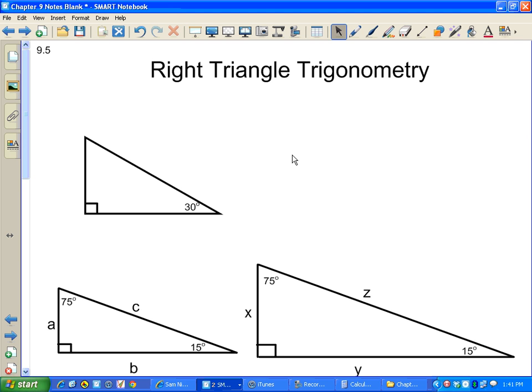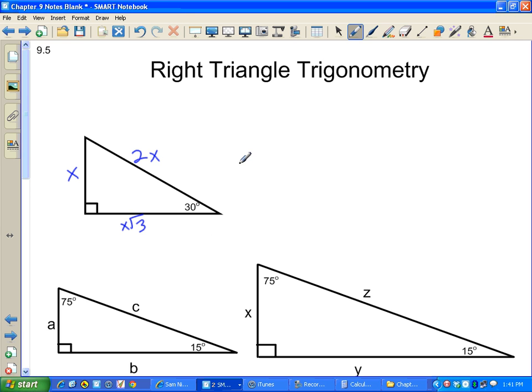We're finally going to talk about what this whole chapter is leading up to, which is right triangle trigonometry. I'm going to start by talking about something that we've already talked about, one of our special right triangles. What we found out is when I've got a right triangle with a 30-degree angle in there, I get a constant ratio between the different sides of my triangle. So if this is x, this was 2x, and this was x square root of 3.